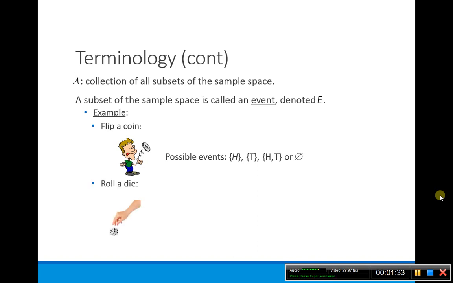When we rolled our die, remember the sample space was 1, 2, 3, 4, 5, 6. So what are all the possible events? What's the whole collection of subsets of the sample space? You can have all different combinations. Well, let's look at just some of those.